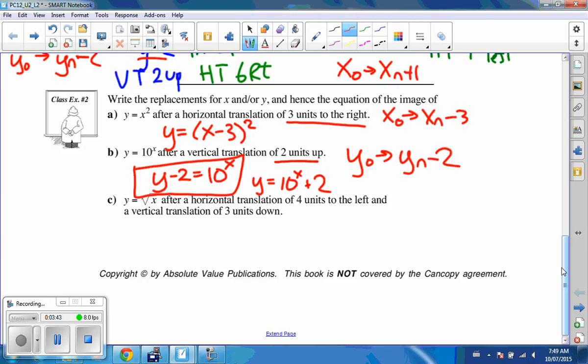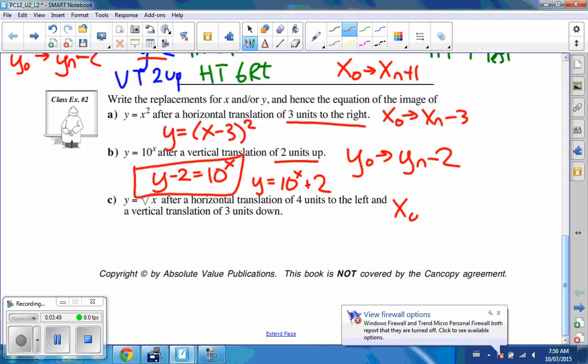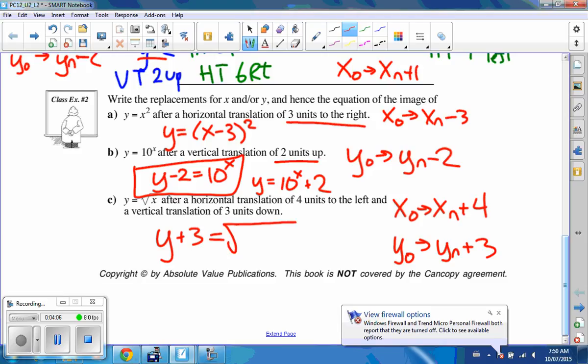All right, horizontal translation 4 units to the left and vertical translation 3 units down. This is going to be x old being replaced by x new plus 4. This is going to be y old being replaced by y new plus 3. So I'm going to get y plus 3 equals square root of x plus 4.